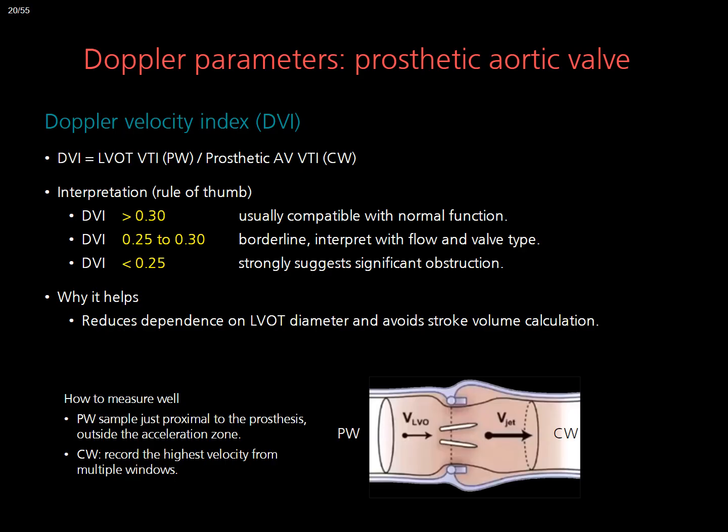A DVI below 0.25 strongly supports significant prosthetic obstruction. Borderline values between 0.25 and 0.30 need careful context, especially flow state and valve size. To measure it correctly, keep the LVOT sample just proximal to the valve and away from the acceleration zone. Then obtain the highest continuous wave signal through the prosthesis from multiple windows.